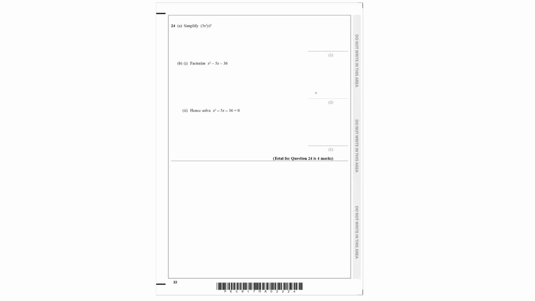Simplify 3 times x squared times y to the power of 0. Any positive integer, no matter how big, to the power of 0 will always equal 1. Factorize x squared minus 5x minus 36.